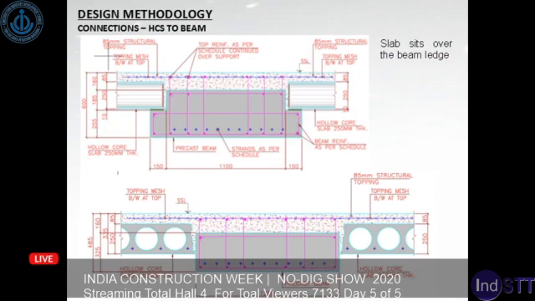Two types of beams are shown there. One which is perpendicular to the hollow core span carrying the hollow core, and the other is parallel to the hollow core and therefore doesn't require a ledge to support the hollow core.